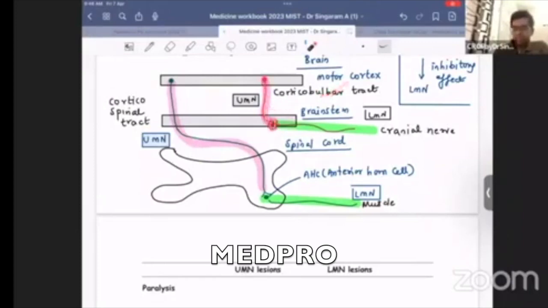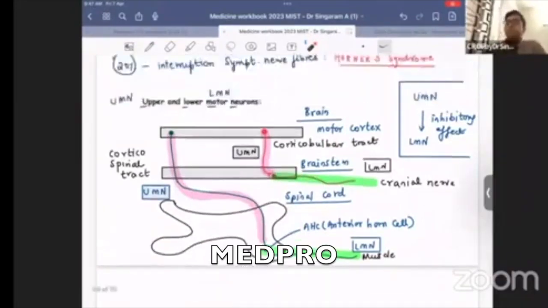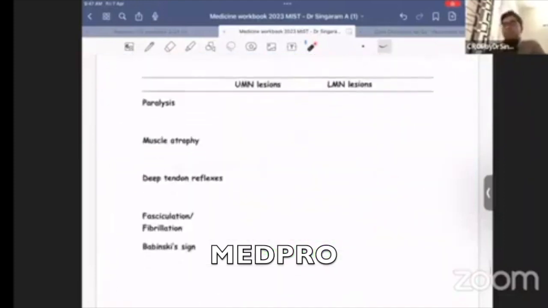And from the brainstem, you have the cranial nerve nuclei, like the facial nerve nucleus and all. From there, the facial nerve and the other nerves arise, and this is what we call an LMN here. I hope at this point it is clear. Fine. So that's the concept of UMN and LMN. And as I told you, upper motor neurons always have an inhibitory control over the lower motor neurons. Now, there are some conditions which can involve the upper motor neuron and some which can involve the lower motor neuron.